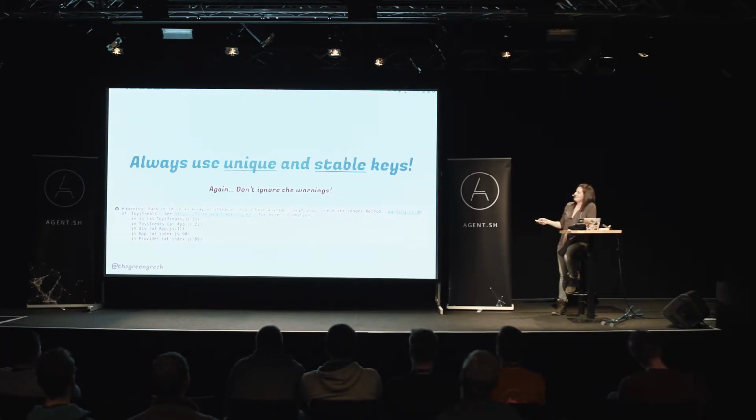So has anyone seen this warning? Each child in an array or iterator should have a unique key. I see this all the time because you're just coding really fast, and you're like, oh yeah, I forgot to set the key. So what does this really mean? Let's talk about what that means for a second.